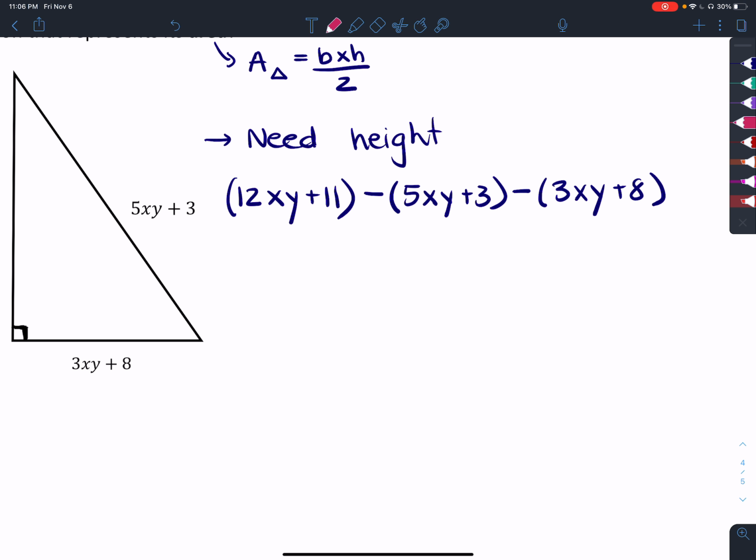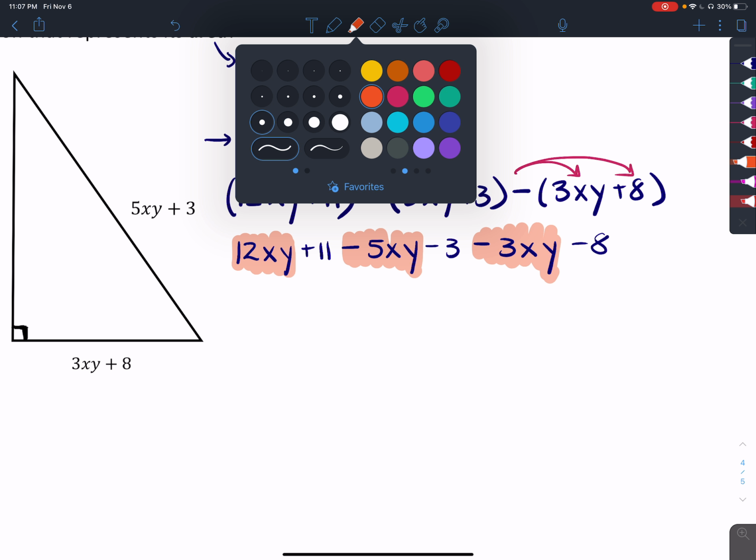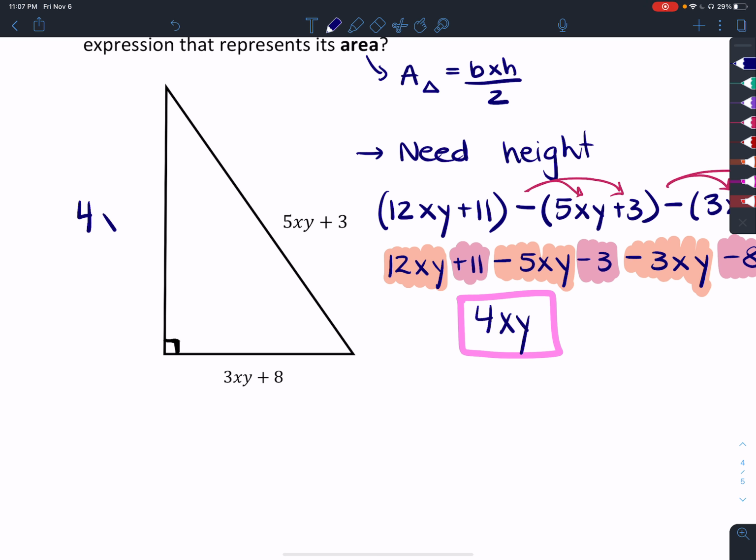So here we have these subtractions. We need to distribute our negatives and rewrite everything without brackets. So now all my signs are going to change. I'm going to get negatives everywhere. And now you can collect your like terms. So these are like terms. Okay, so 12xy minus 5xy minus 3xy, that's going to give you 4xy. 11 minus 3 minus 8, that gives you 0. So 4xy is your answer for your height. So this height is 4xy.